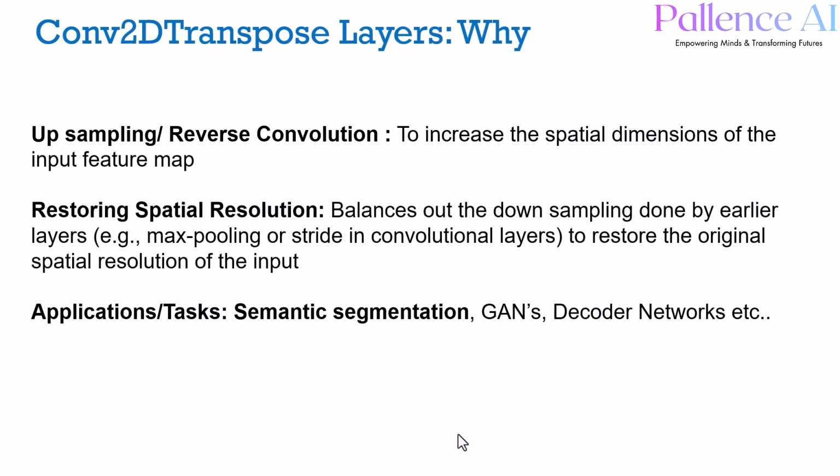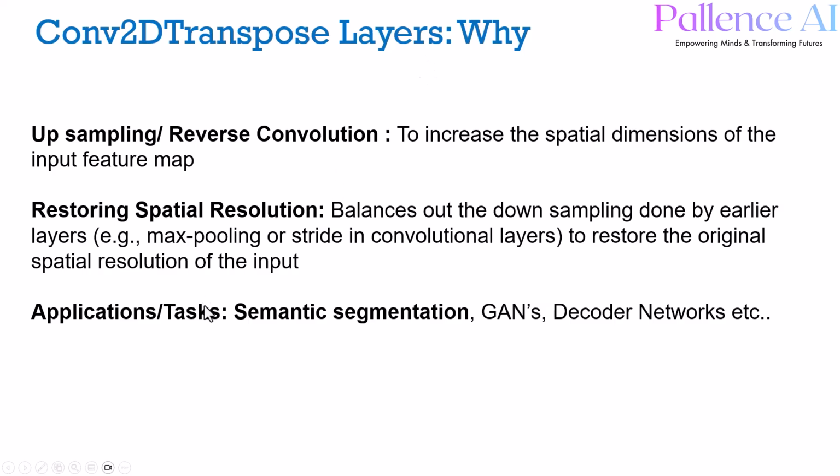But again, why do we use them? The main reason is to upsample. It's like a reverse convolution. The goal is to increase the spatial dimensions of your input feature map. It balances out the downsampling. Typically, in some of the problems, we use max pool or stride, and when you do that, your input shape shrinks. Now, for some applications like semantic segmentation, you want your input shape to go back to the original shape. If you want that, you should use Conv2D Transpose layers.